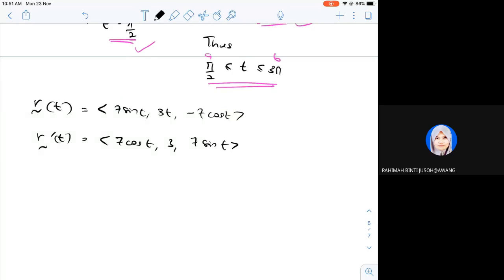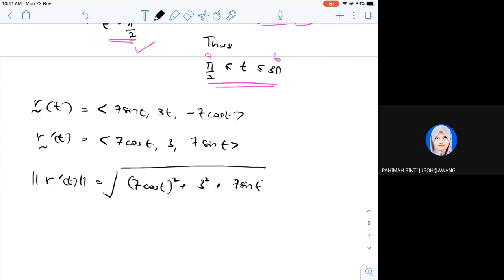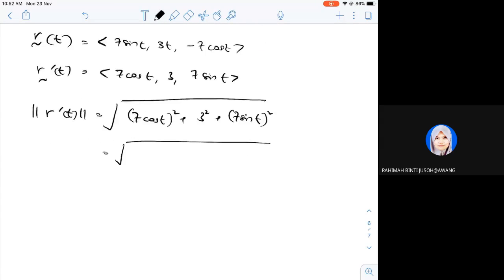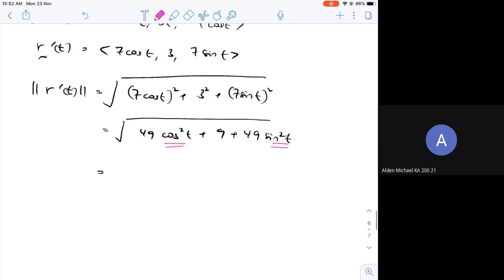Next, we need to find the magnitude of r'(t). So square root of (7 cos t) squared plus 3 squared plus (7 sin t) squared. Now we will have square root of 49 cos squared t plus 9 plus 49 sin squared t. Can we combine the cos t and sin t? Yes, of course we can combine this.